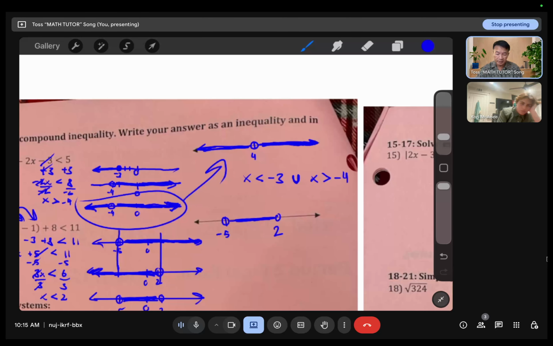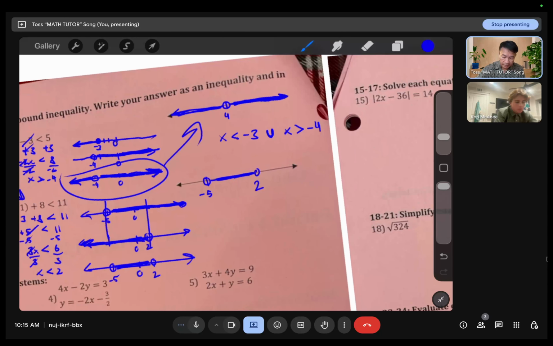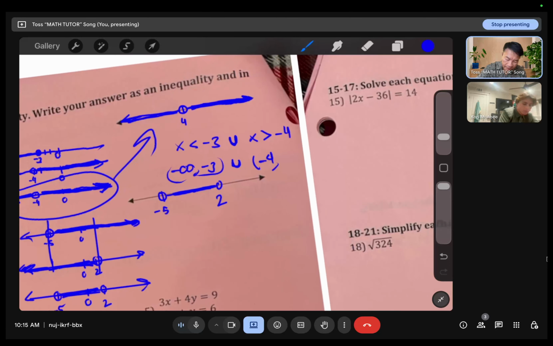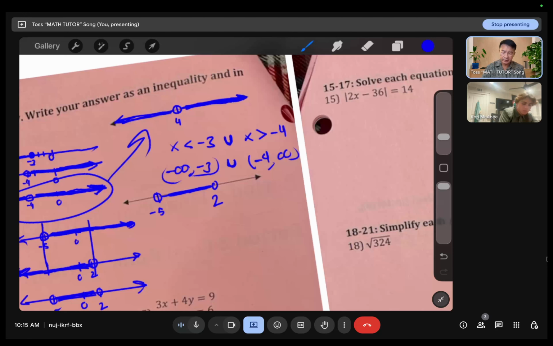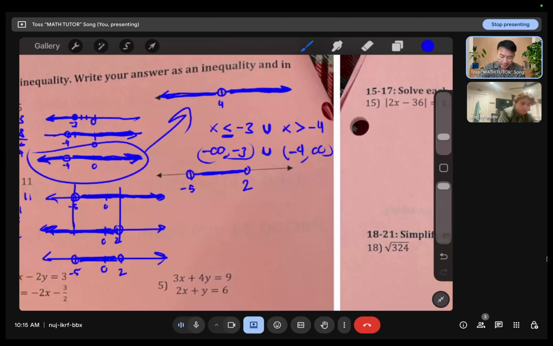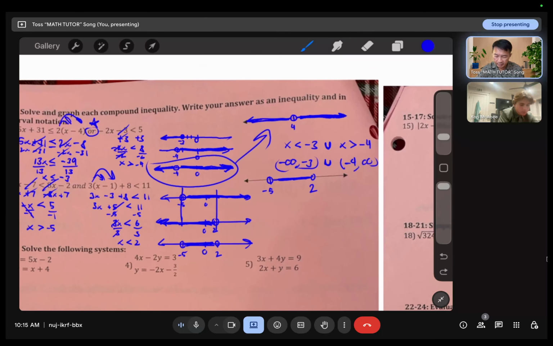It's split. When you have an or, you always split them. But when it's an and, you always write it in compressed form. It looks like this. Oh yeah, I'm sorry. The interval notation is -infinity all the way to -3, and union again, and then -4 to positive infinity. Are you okay with this by looking at the arrow? You remember this, right? Had there been a bar here, then you bracket this here.